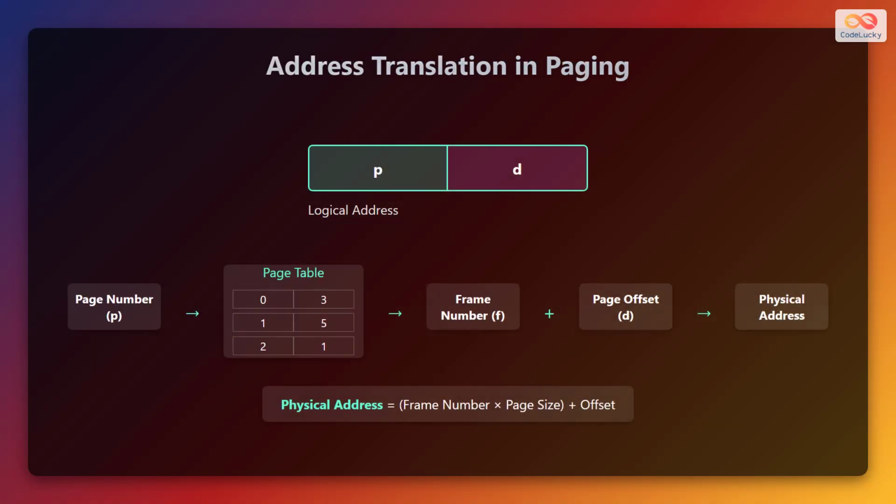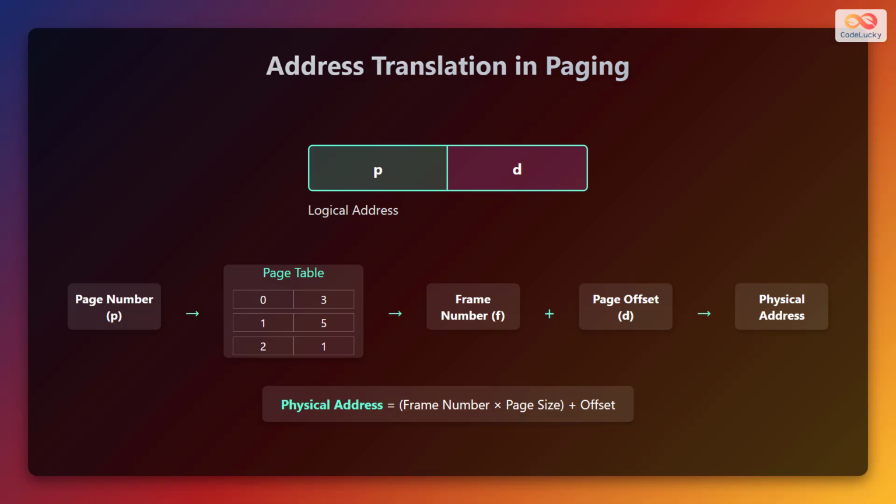Let's discuss address translation and paging. When the central processing unit or CPU generates a logical address, it consists of two parts: the page number and the offset. The page number is used as an index into the page table. The page table contains the base address of each page in physical memory, also known as the frame number. The operating system uses this table to translate the logical address into a physical address.